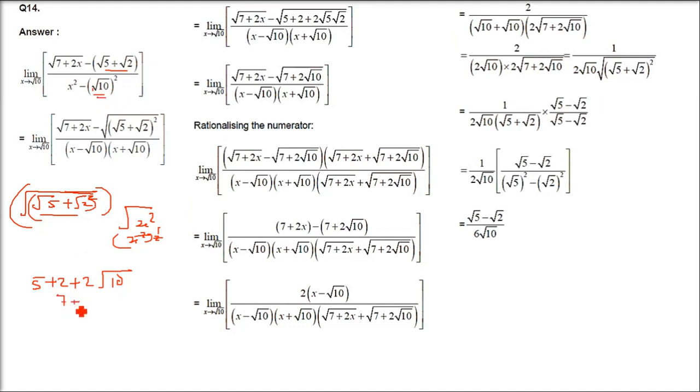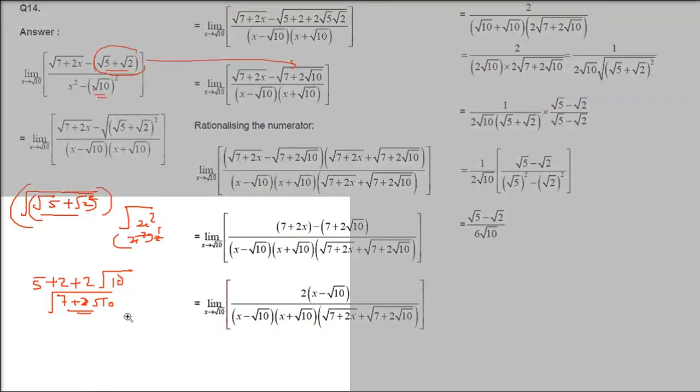How do we get it? See, the numerator will become 7 plus 2 under root 10. So in place of this I am writing 7 plus 2 under root 10, and this is inside the root. So it will be under root 7 plus 2 under root 10. So this whole will become under root 7 plus 2 under root 10. I hope you got the idea.